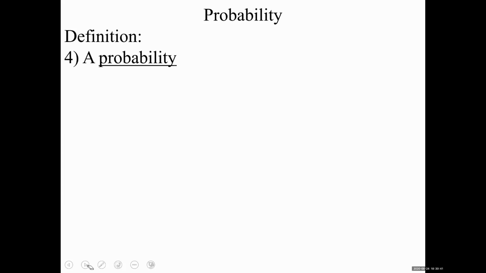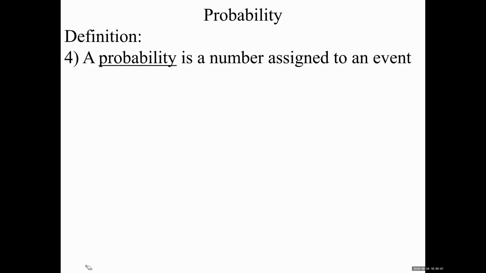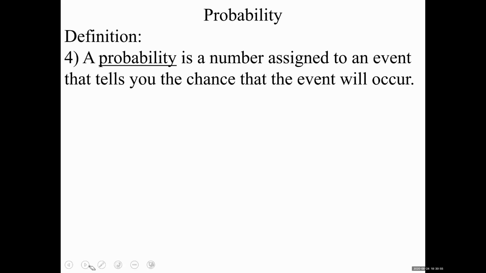Make sure you understand probability is not a list or anything else, it's a number. It's a number, and it tells you the chance of an event occurring. Let's see what it says over here. So a probability is a number assigned to an event. In other words, I have to give you an event first, a group of outcomes first, and then say, what's the chance this event, this group of outcomes will occur? So it tells you the chance that the event will occur.